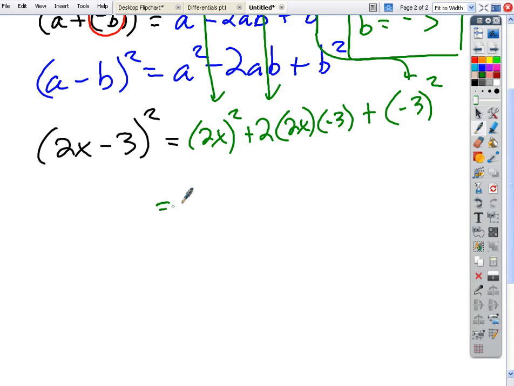What's that first term? What's 2x quantity squared? 4x squared. Yeah, it's 4, right? Because I have to distribute that 2 to both parts of the product, right? So 2 squared times x squared gives me my 4x squared for the first term. Now, what does this one work out to be? Good. I get a negative 12x. And then the last term? Good.